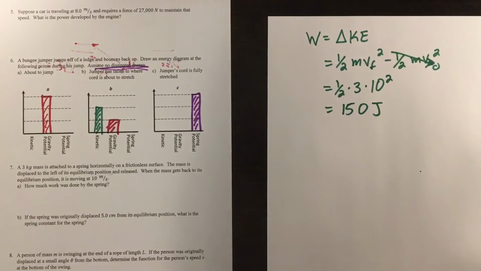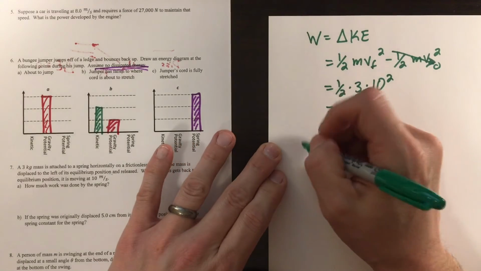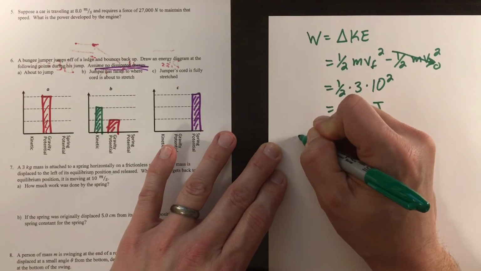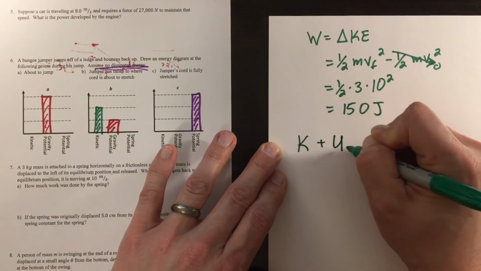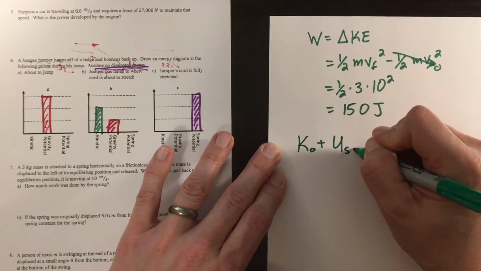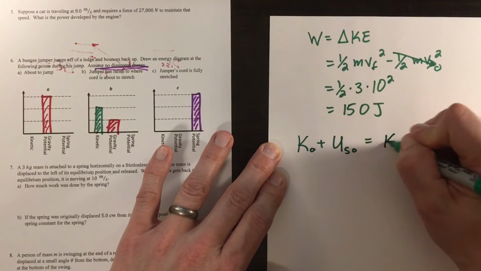Part B, if the spring was originally displaced 5 centimeters from an equilibrium position, what's the spring constant? This is where we have kinetic energy and spring potential energy. So what's the initial, and how does that transfer when we talk about the final?